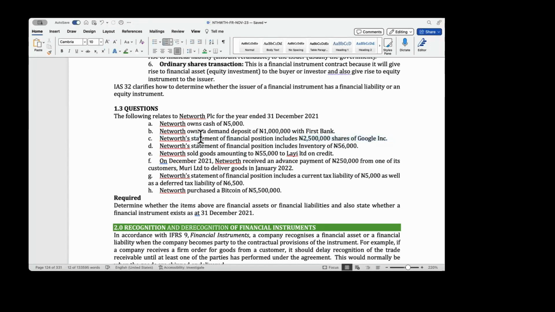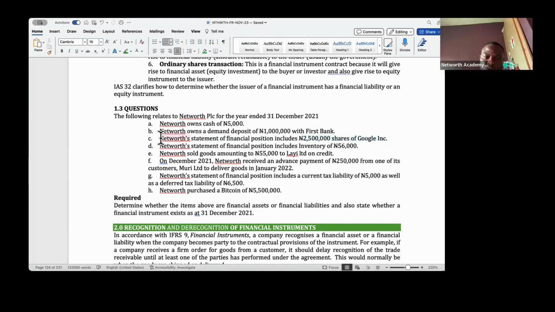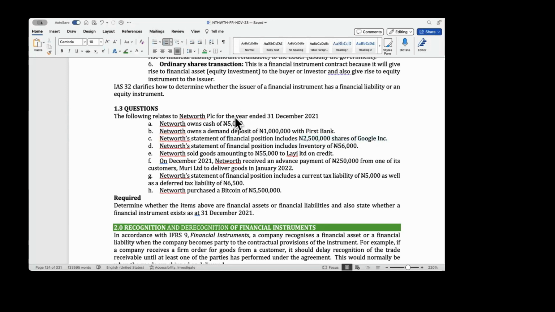Most of them will get the fact that Net Worth has a financial asset. They will now say Google has a liability. No, Google does not have a liability. Google has an equity instrument because that's share capital to Google. Okay, noted, sir. Thank you very much.